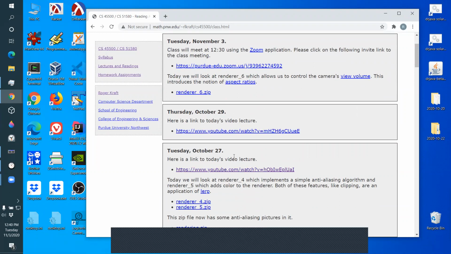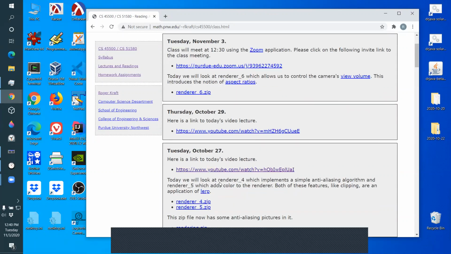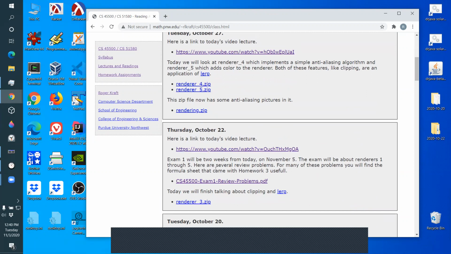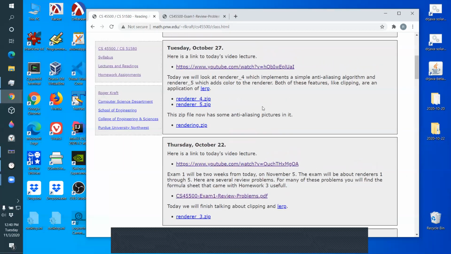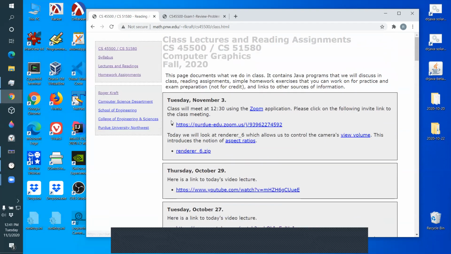And there'll be the take-home exam this Thursday. So the exam is this Thursday, okay? And here are the review problems, okay? I forgot to put a reminder about it up here.